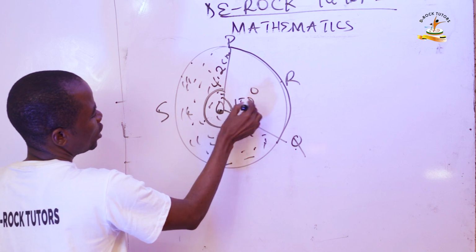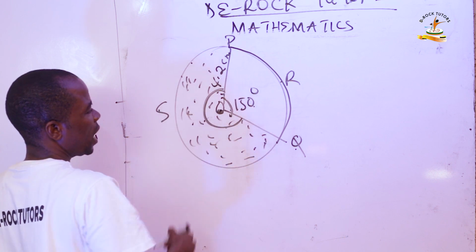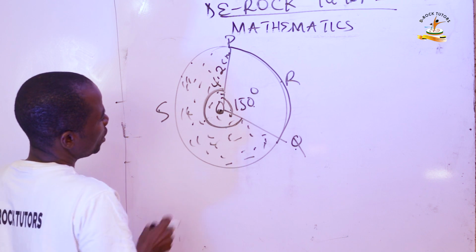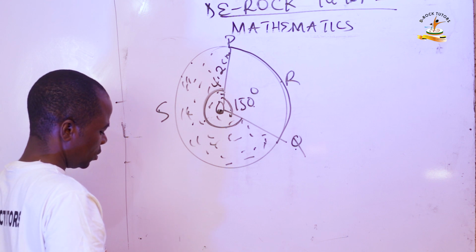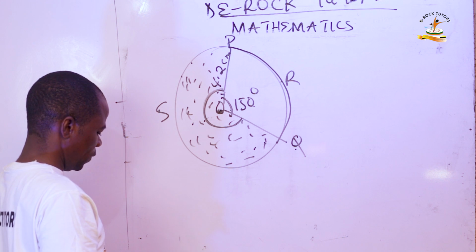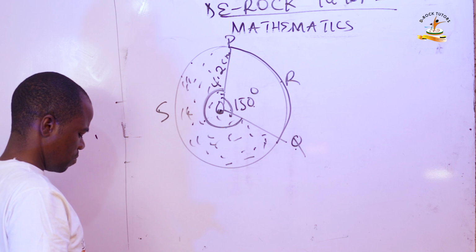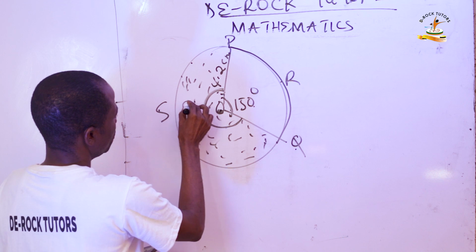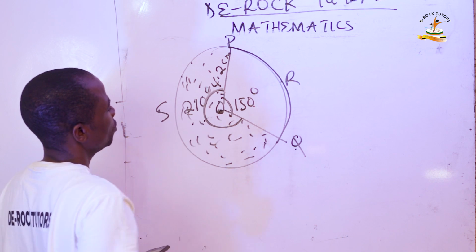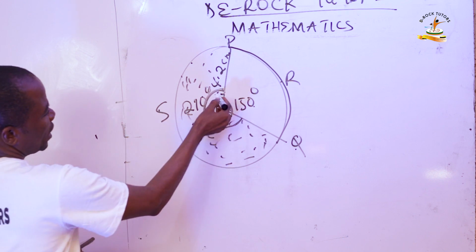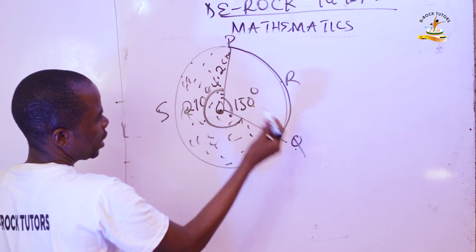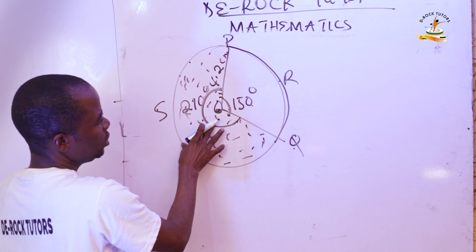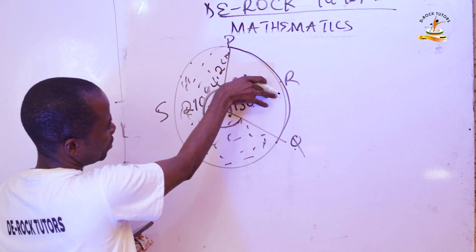Since the angle here is 150, and we know the angle at a point is 360 degrees, the angle here will be 360 minus 150. That's going to be 210. So the angle here will be 210 degrees. Now that we know the angle subtended here, we can go ahead and calculate the area of this major sector, because this is the major sector, and this is the minor sector.